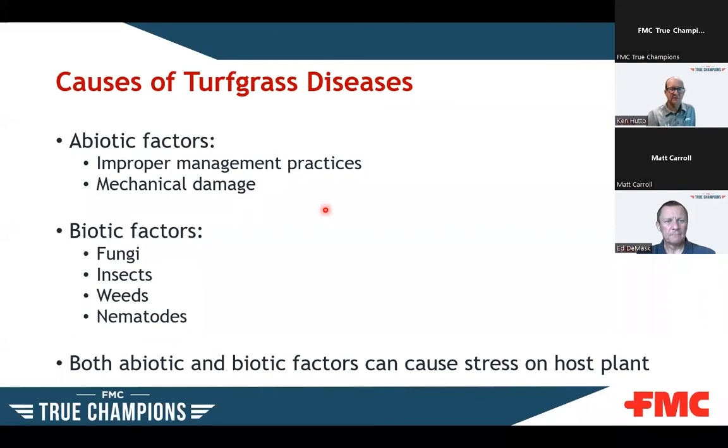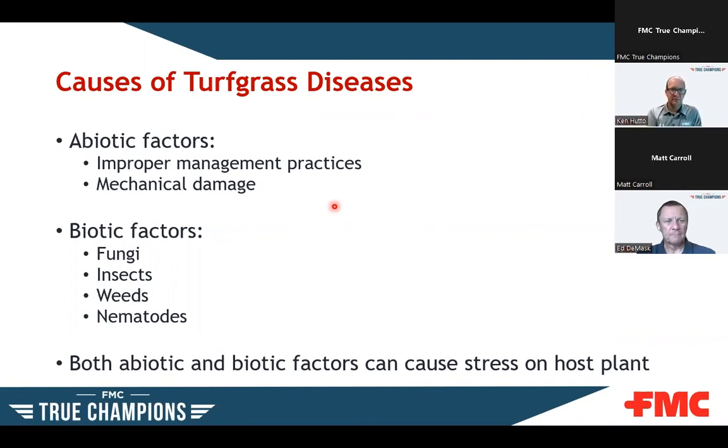Causes of diseases we've looked at already: abiotic or unnatural, man-made type factors, improper management practices, mechanical damage. So, not applying enough fertilizer, overwatering, scalping or improper mowing height. Those are types of things that can stress the turfgrass out and incite disease.